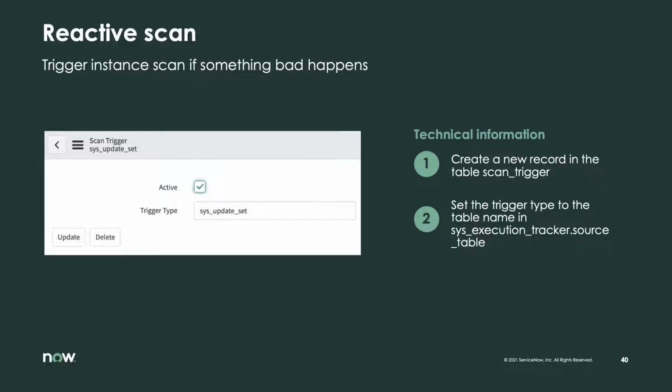Additionally, we've got a new type of scan introduced into instance scans called a reactive scan. Reactive scan is a new scan type. This can be triggered based on a specific failure. So if you're doing an upgrade or promoting an update set, you can go into this table, set a trigger, and say, okay, if the upgrade fails, I want to run an instance scan. If the update set fails, I want to run an instance scan. That will help lead you to the potential problem, identify the cause, and, of course, save you all kinds of headaches, assuming you've got your instance scan set up. So there's a little bit of investment you want to do here on the front end.